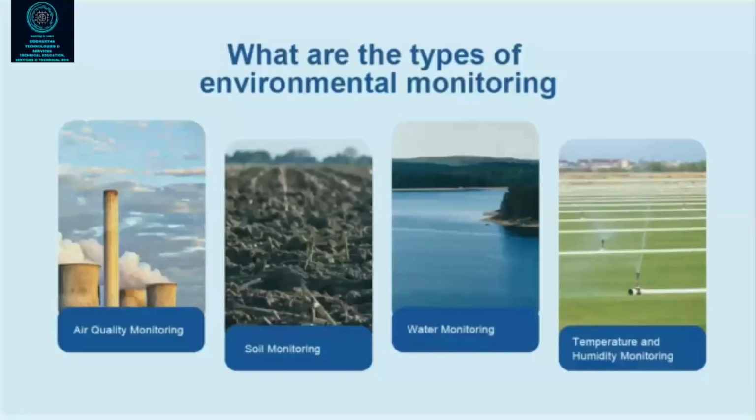Now, what are the types of environmental monitoring? What do you monitor? Air quality, soil moisture. For farmers, it is very important. Water monitoring, whether it is polluted or not. Temperature and humidity is very, very common, that all of us know. So we'll do a project based on temperature and humidity and two-way communication.